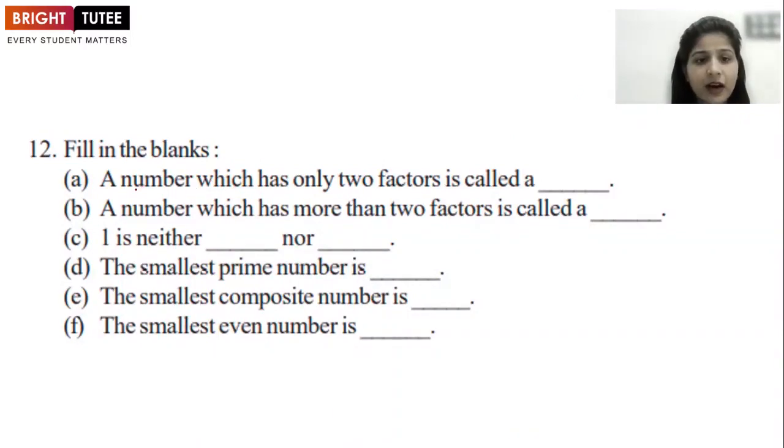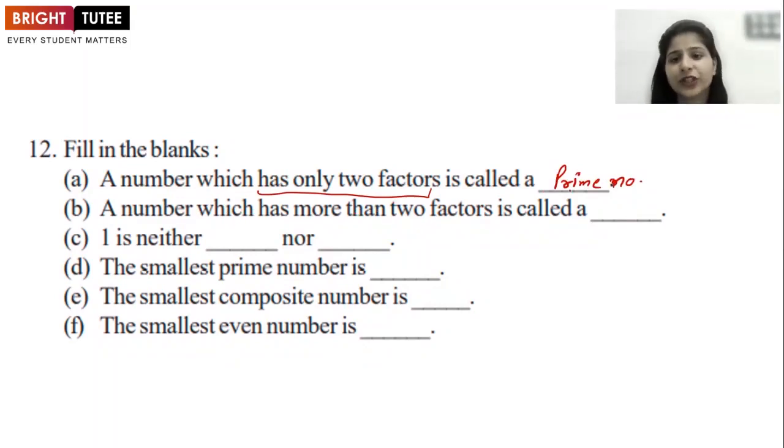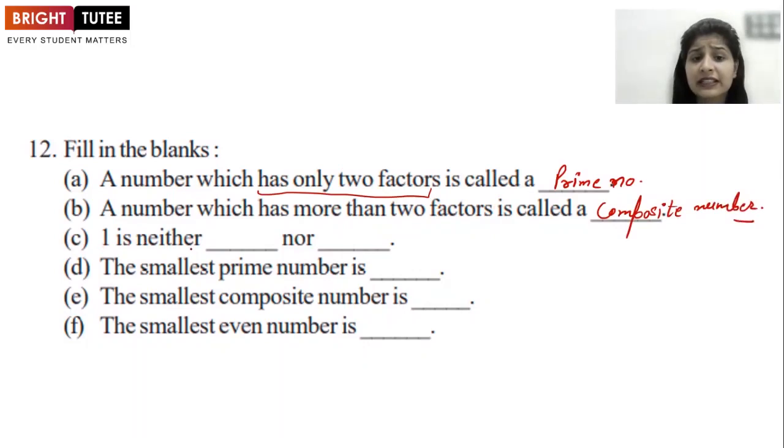The first one, a number which has only two factors is called a prime number. We have discussed it. The second one is a number which has more than two factors. If it has more than two factors, it is not a prime number. It is a composite number. The next one is, one is neither dash nor dash. One is neither prime nor composite.